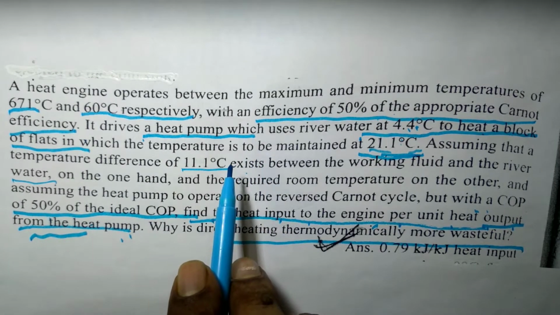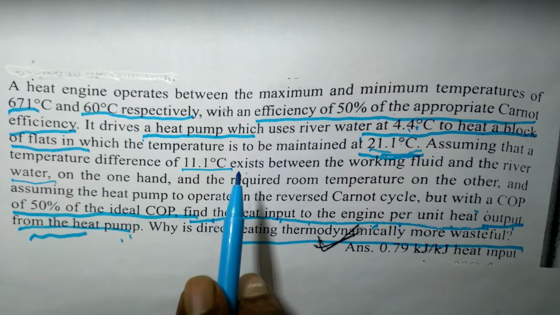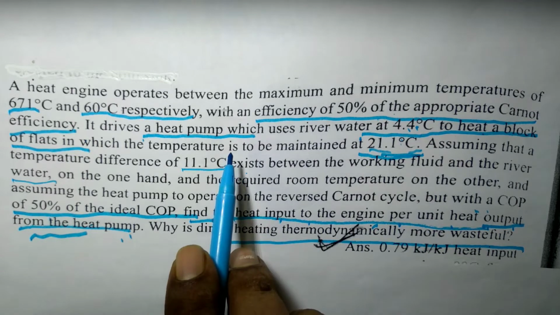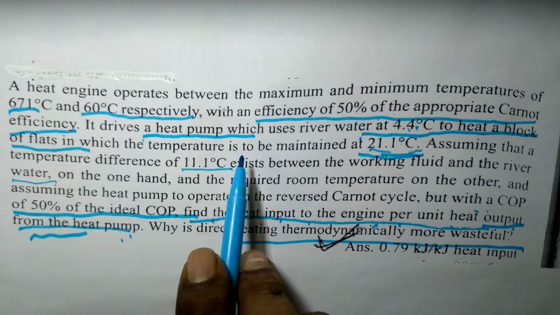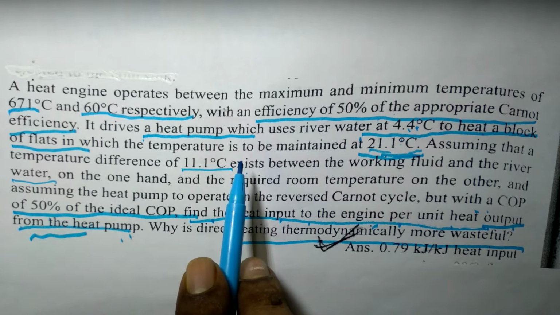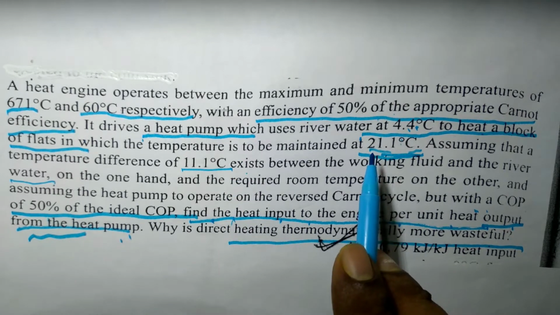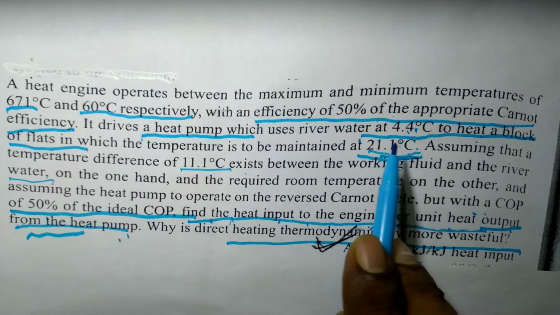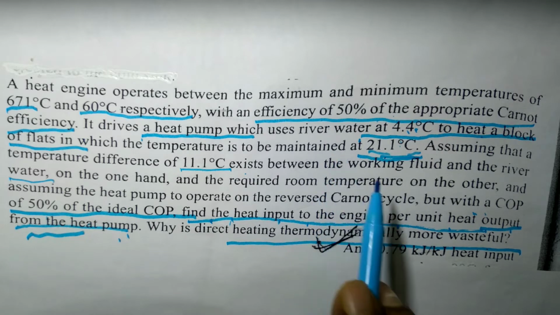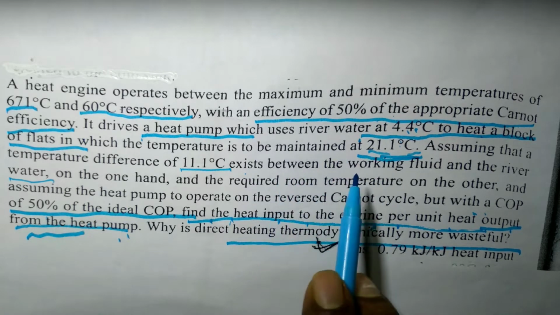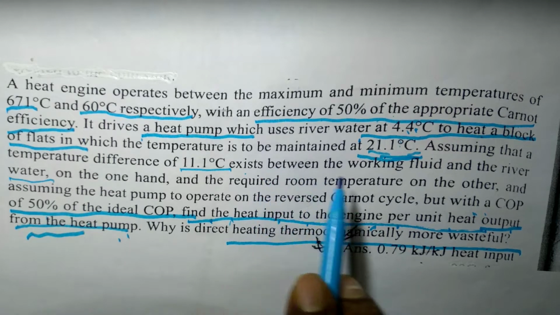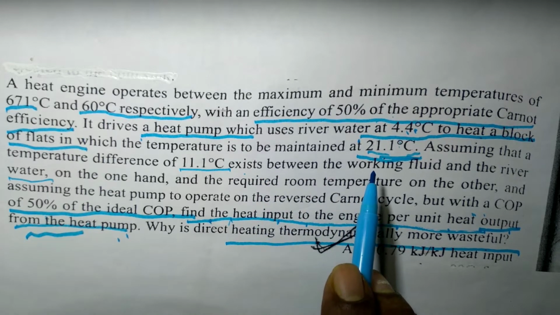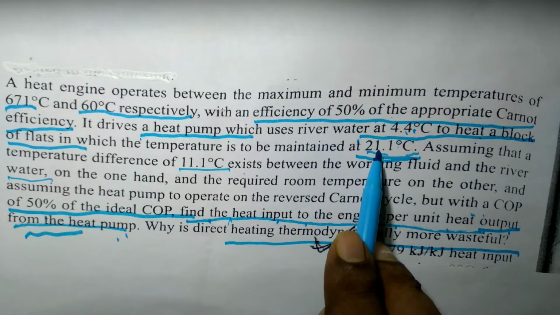Heat pump is a device which transfers heat from low temperature to high temperature, and the primary purpose of this heat pump is to maintain a high temperature by continuously transferring heat to a high temperature reservoir. In this particular case, the low temperature is the 4.4 degrees Celsius river water, and the higher temperature that is to be maintained to heat a block of flats is 21.1 degrees Celsius. This is the higher temperature.